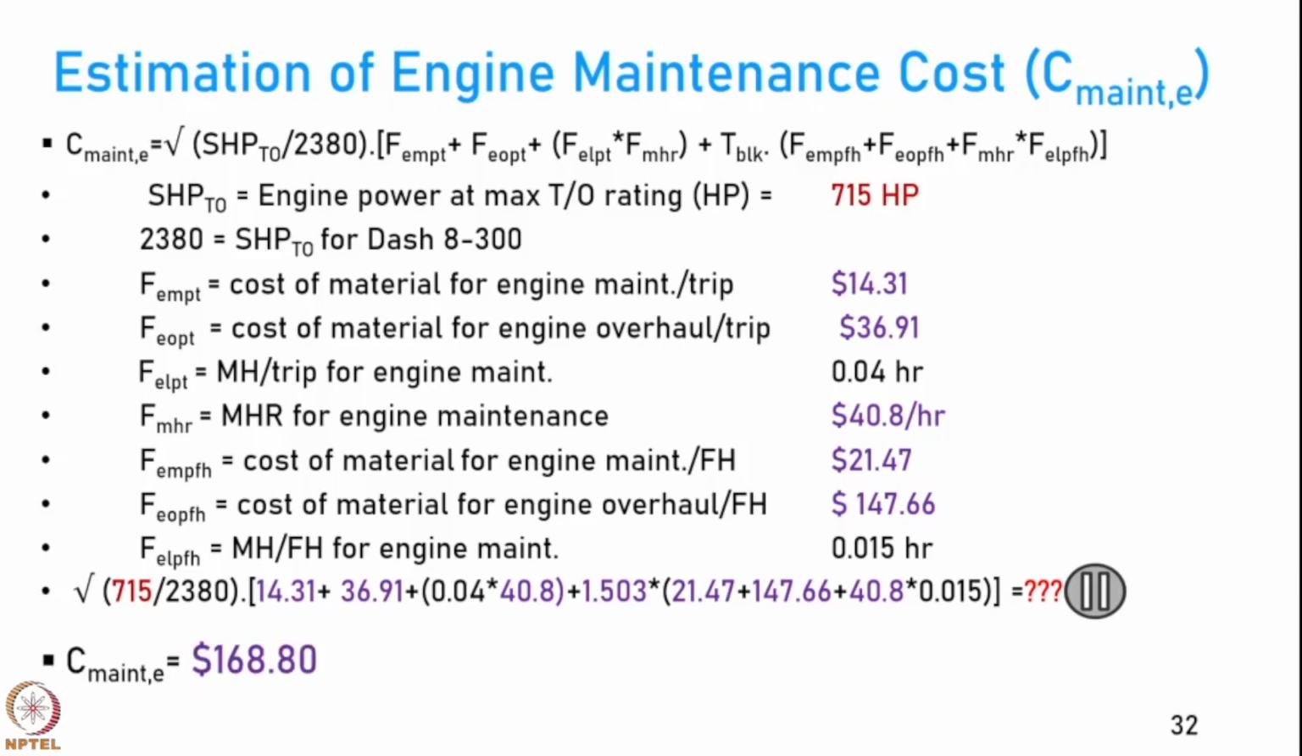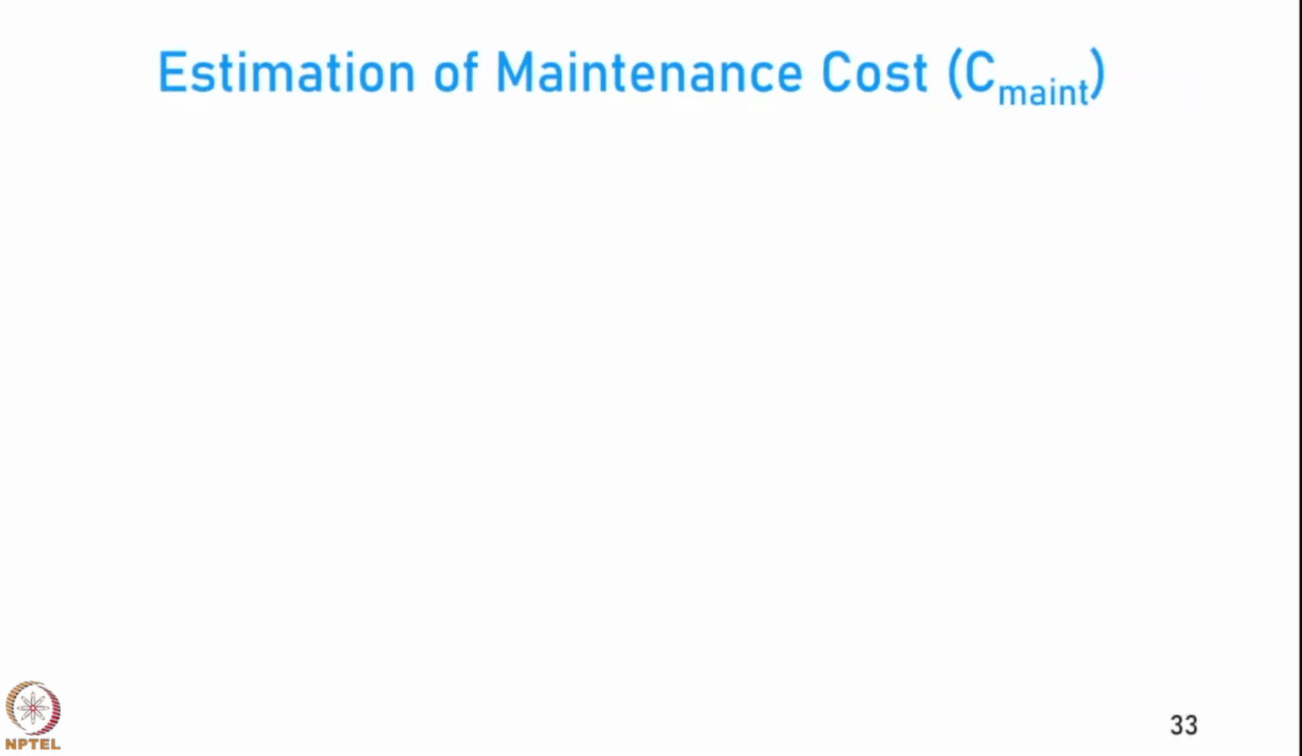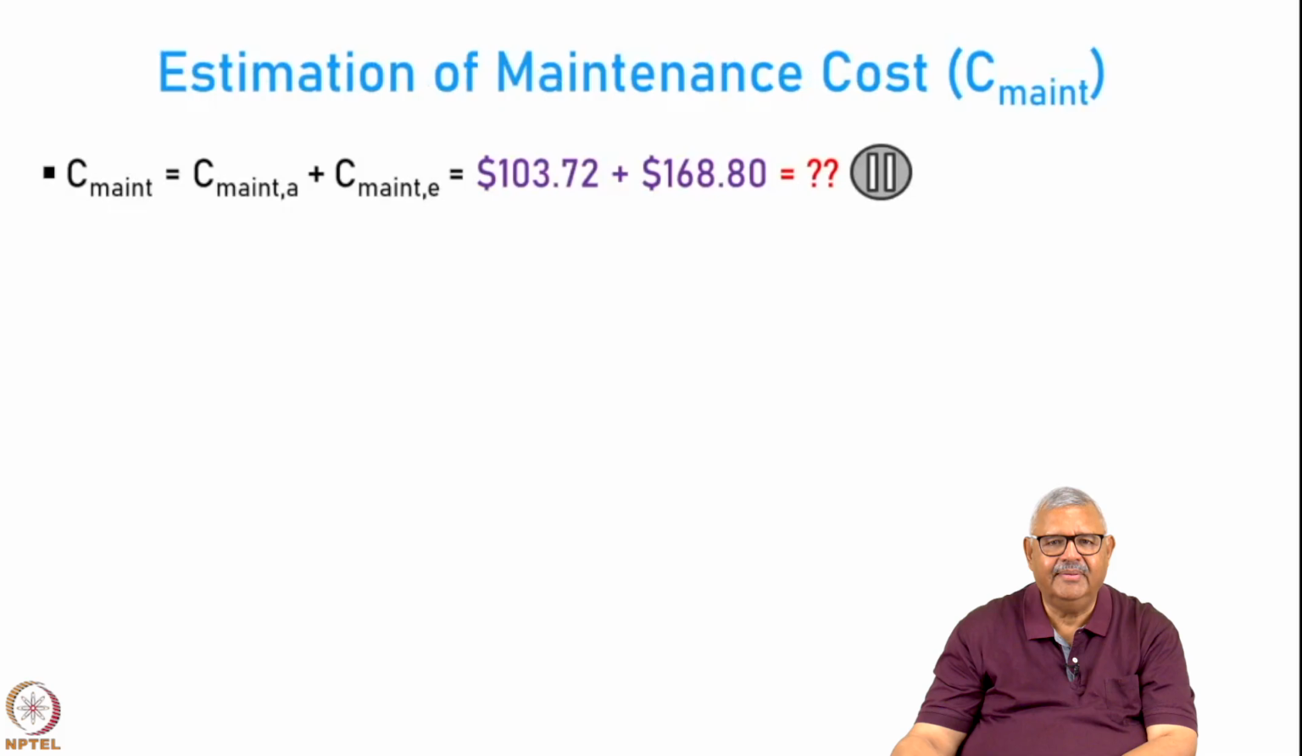It turns out to be 168.80. So, this is the cost of engine maintenance, right. Now, we go ahead. The maintenance cost is basically nothing but the summation of the cost towards the aircraft airframe and the cost towards the engine. So, we just add these two numbers together. Take a pause here, calculate this number and tell me what is the total cost. The maintenance cost turns out to be 272.52.